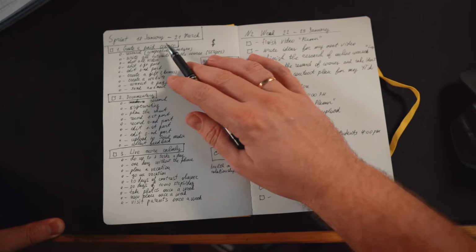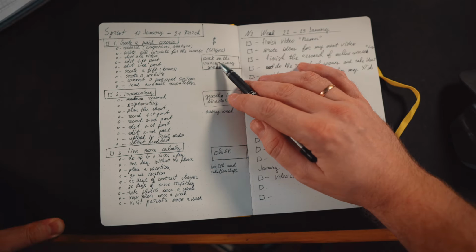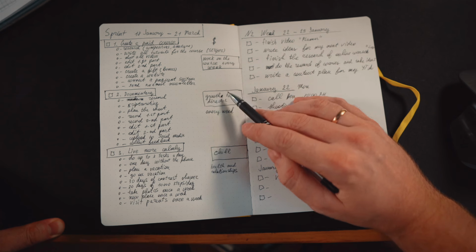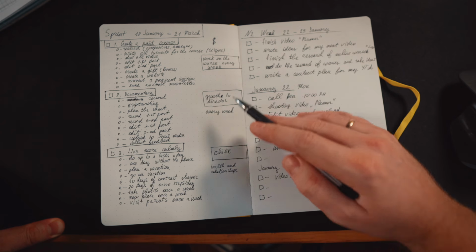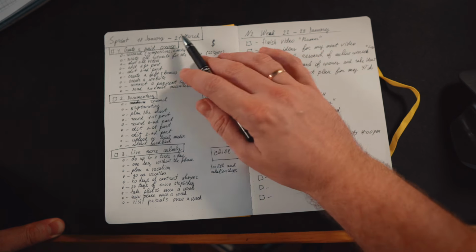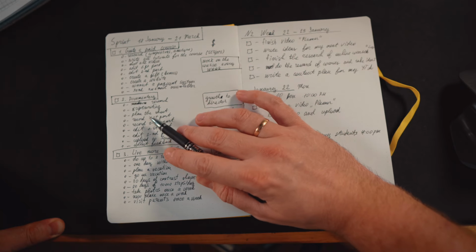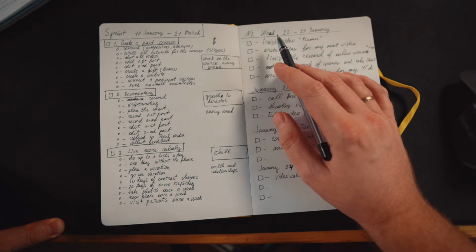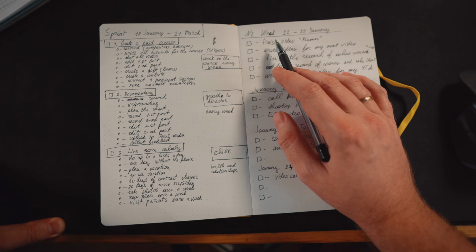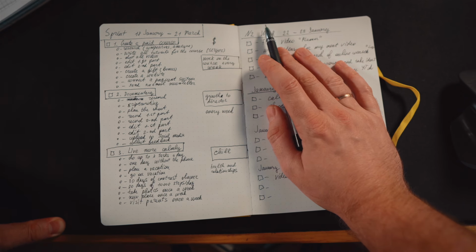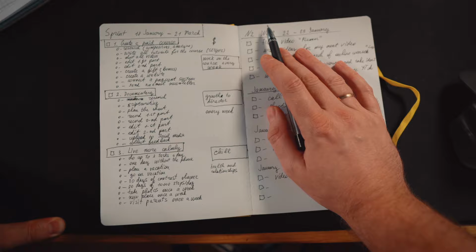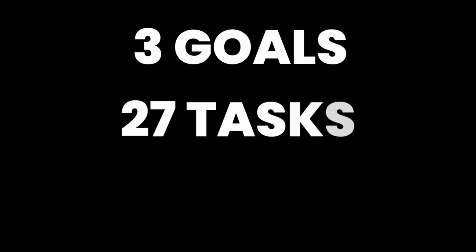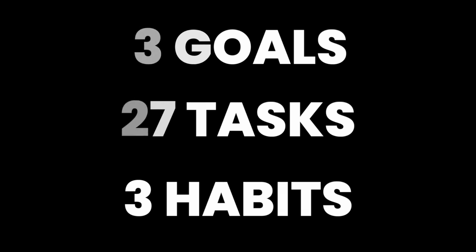I set 3 main goals for the sprint, and as a reminder of my motivation, I note down why I want to achieve each goal. Then, I break down each of these goals into 9 tasks, 1 for each week, and identify 1 habit that I need to maintain daily or weekly to bring me closer to that goal. As a result, I end up with 3 major goals, 27 tasks, and 3 habits for 1 sprint.